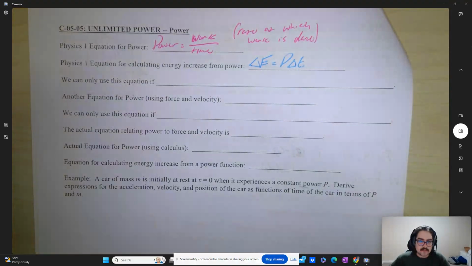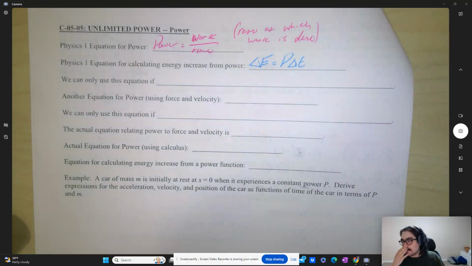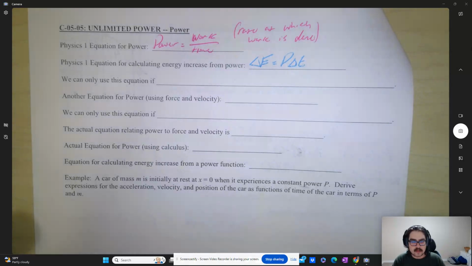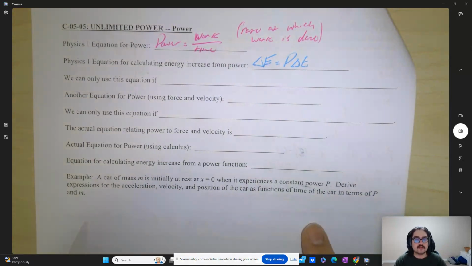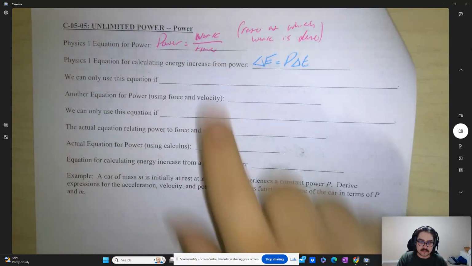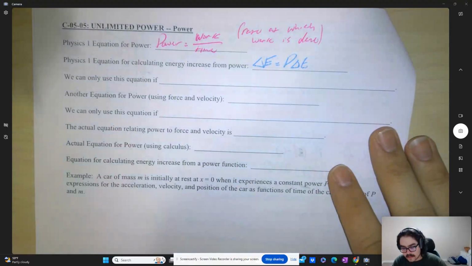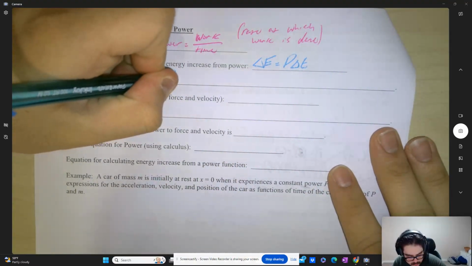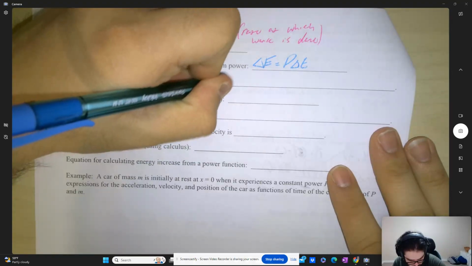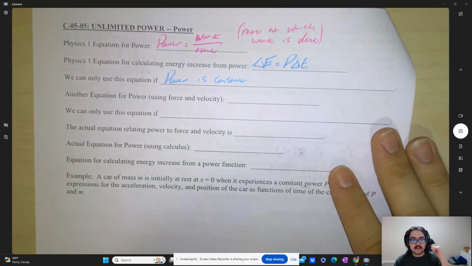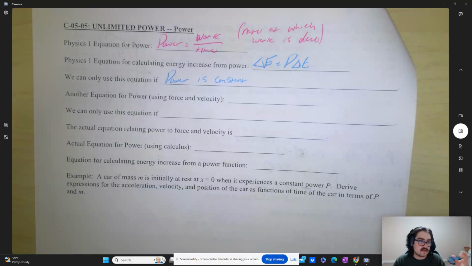Or I guess if work is the change in energy, then you can rearrange this equation to get that, okay? And you can only use this equation if the power is constant, which in Physics C, right, nothing is ever so pretty. So you can only imagine how often you're really going to be using that.